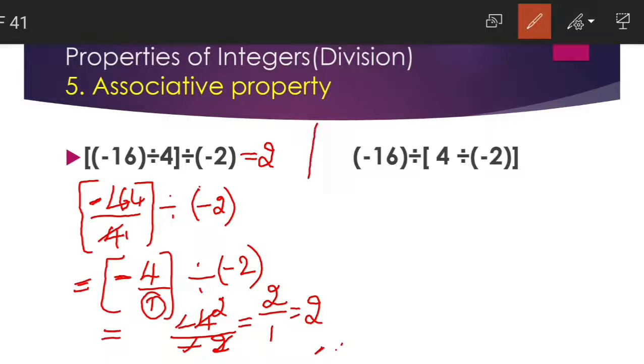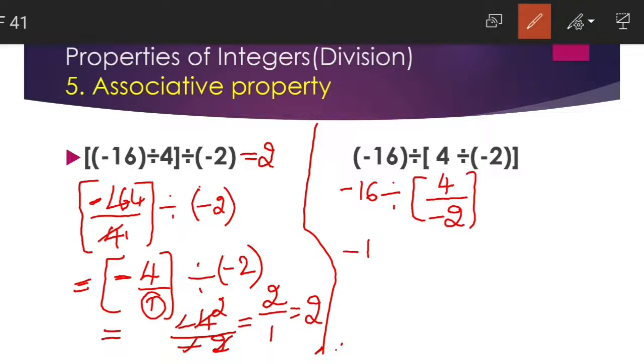Okay, similarly do the second one. That is minus 16 as it is we have to write, divided by, in brackets we have to do first, that is 4 divided by minus 2. So 4 in numerator by minus 2 in denominator. Positive with negative division gives us negative. 2 ones are 2, twos are 2. That means we get 2 by 1 here, and 2 by 1 is nothing but 2, so minus 2.